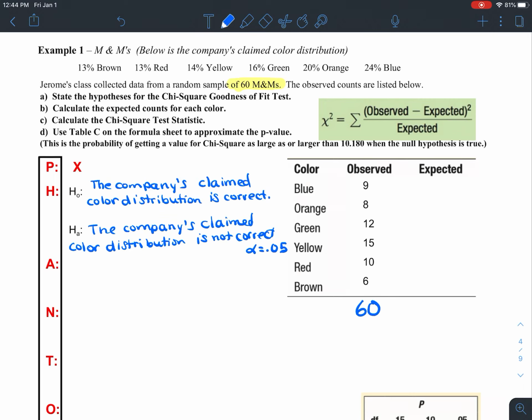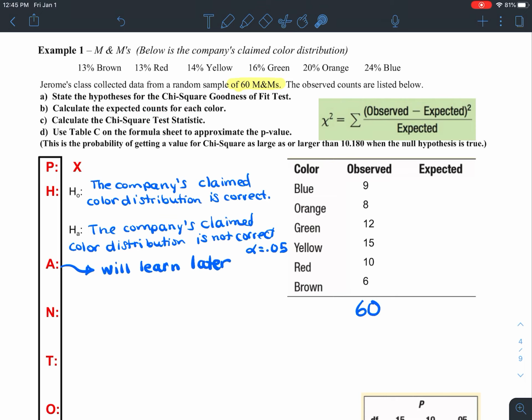The A in PHANTOMS, we know that always represented the assumptions, which was the conditions. We will learn this in the next example we will do. So I'm just going to write down here, we'll learn later. We'll talk about what those conditions are. We know that we always have to check those technically before moving forward with the significance test process, but we're going to skip that just for the moment here.